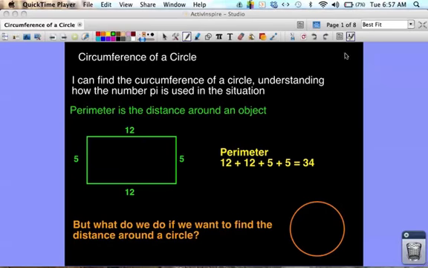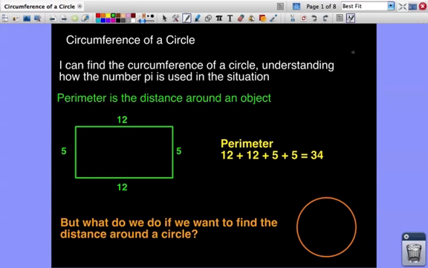Hello everybody, and this is the video for the circumference of a circle. If we look at our I can statement, it states that I can find the circumference of a circle, understanding how the number pi is used in the situation. And if you don't know what pi is, we will talk about that in just a little bit.